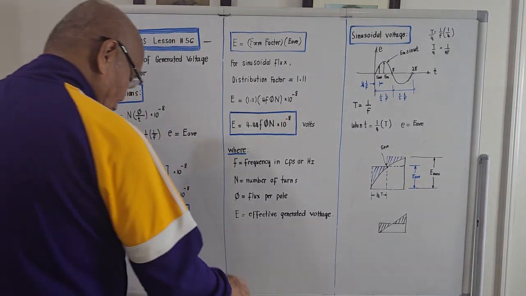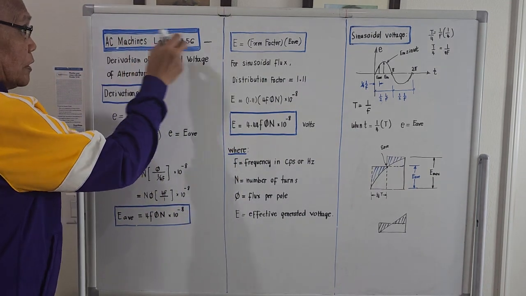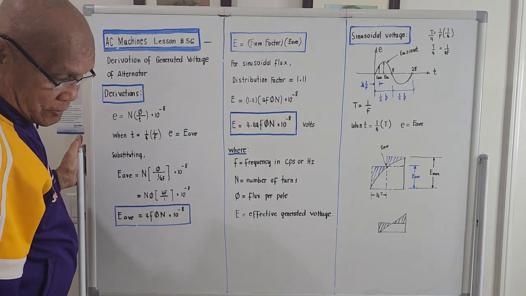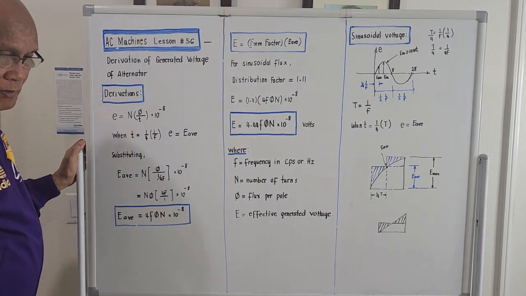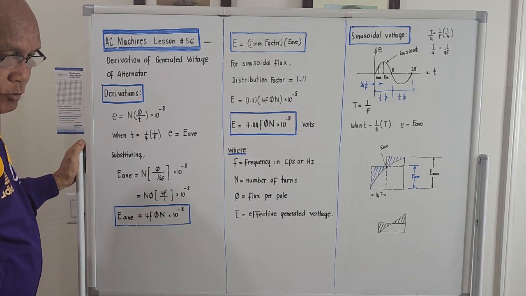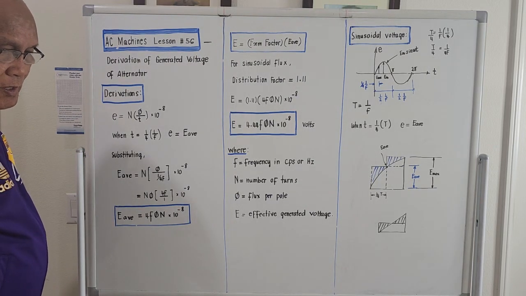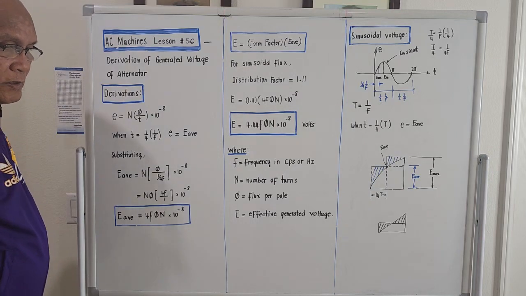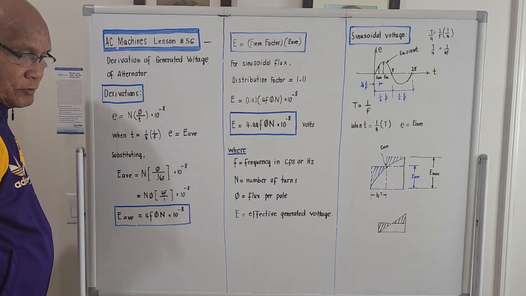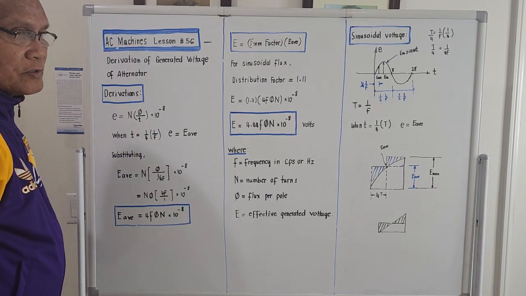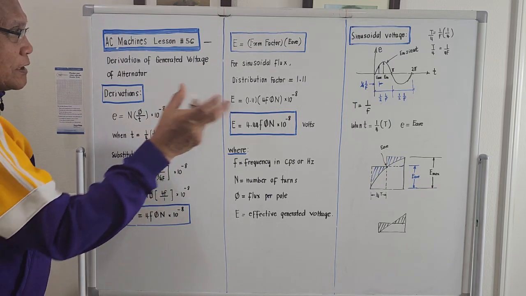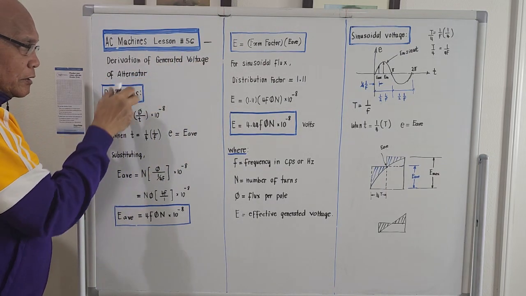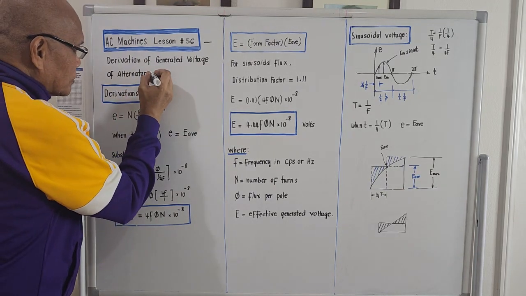The subject matter for this morning will be AC machines, lesson number 56. The title of the topic is a very interesting one, because this morning we will be deriving the formula on how to compute the generated voltage of any alternator. So what we will be deriving is a general equation: the derivation of the generated voltage of alternators.